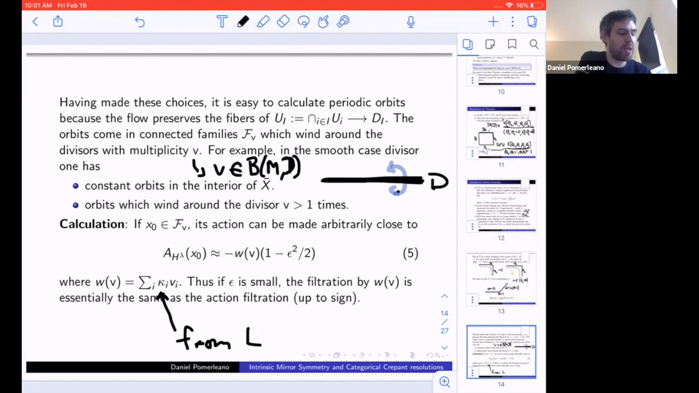So if epsilon is small enough, if your tubular neighborhoods are all of small size, then the filtration by W is basically the same as the action filtration, up to this negative sign, because I'm using the convention that the Floer differential increases the action filtration. That's just what I was taught, so I'm sticking with that. But up to that, these filtrations basically coincide.